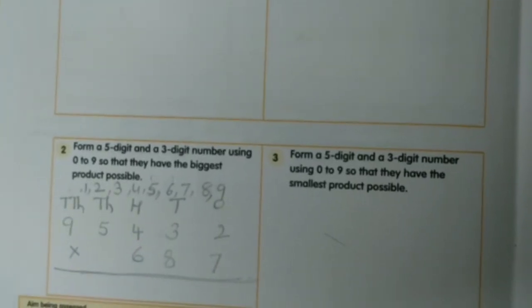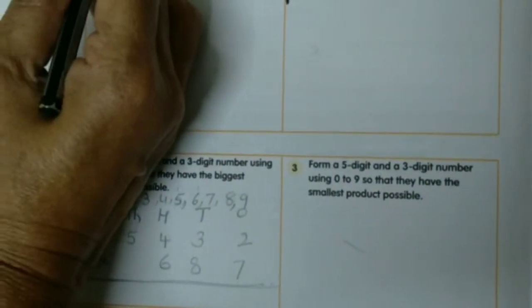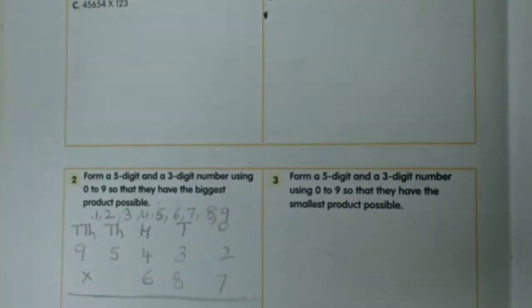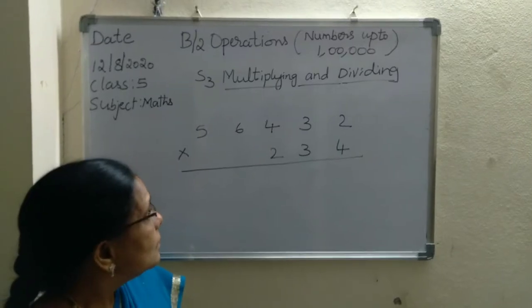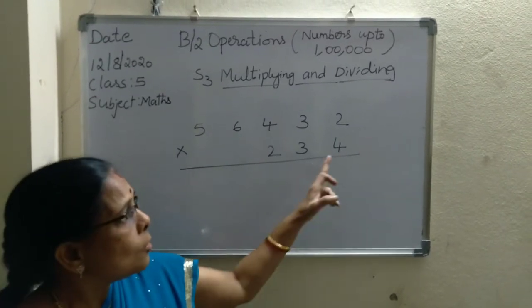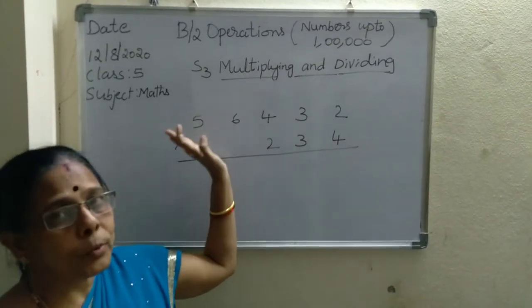Children, take out your workbook, page number 15. First you write your date. Our first bit is to solve this. First sum I'll show on the board. Now we multiply ones by ones, then by tens, and continue.